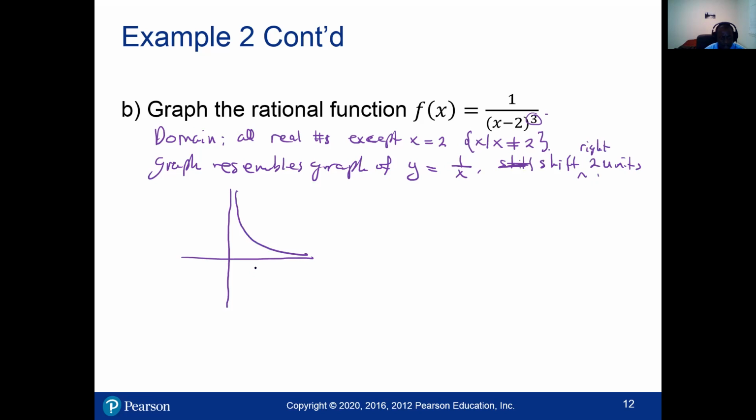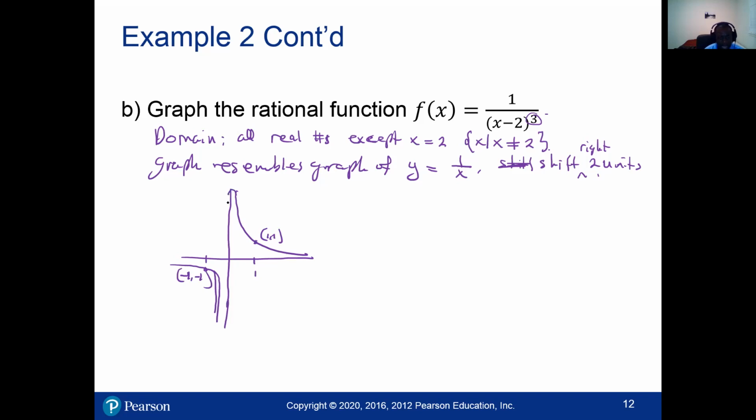Let's say this is 1. It's going to pass through this point (1, 1), and then on this side too, it's going to pass through the point what? Negative 1, (-1, -1), like that. So you're going to shift it to the right 2 units.